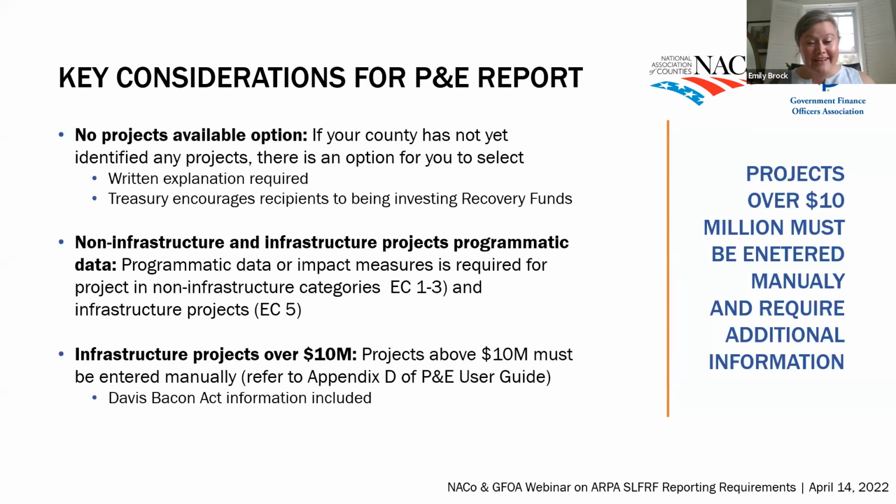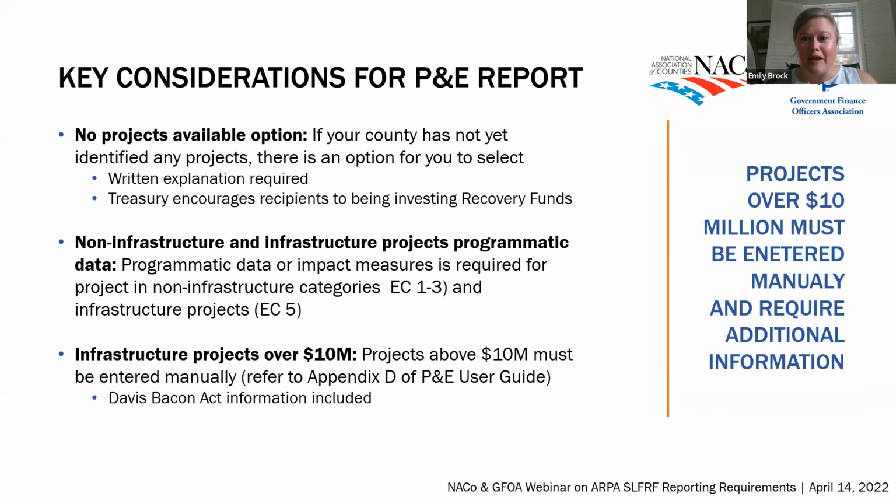So you can plan, you can have had a public conversation, you can have some ideas on how you want to spend the money, but until you have an obligation or an expenditure on a planned expenditure, you don't have to report anything in the portal. You can say, as an option, I don't have any projects established. I don't have any obligations or expenditures in my projects. And in that case, Treasury has said, you can tell us that.